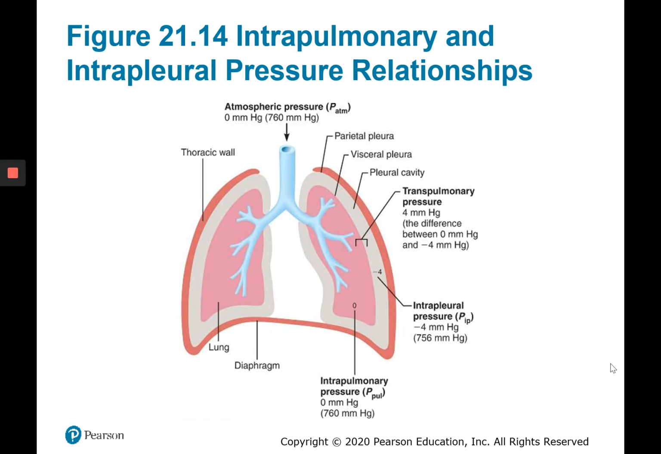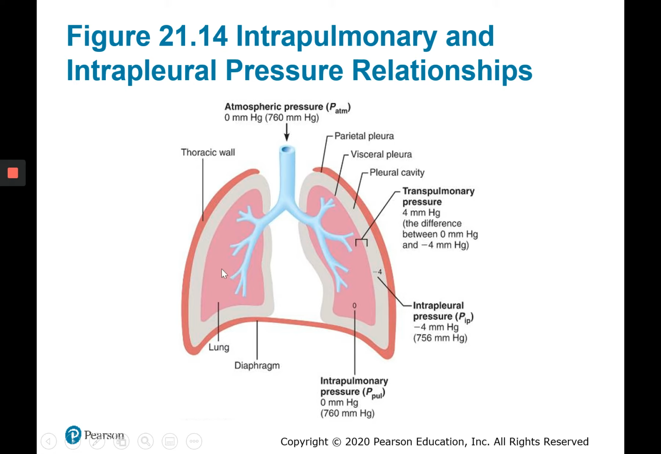We can look here at this image and see where some of these pressures would be located. So intrapulmonary pressure would be located in the lungs. Intrapleural pressure, always negative, located between the lungs and the thoracic wall. And then you also have atmospheric pressure, which is located outside of the body. So they've even set atmospheric pressure to 0.